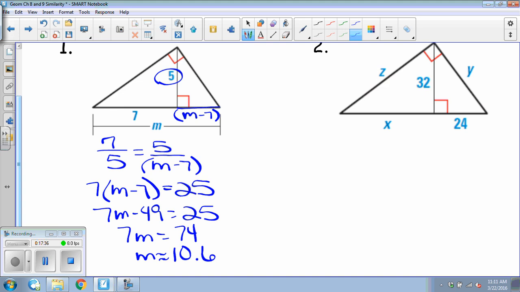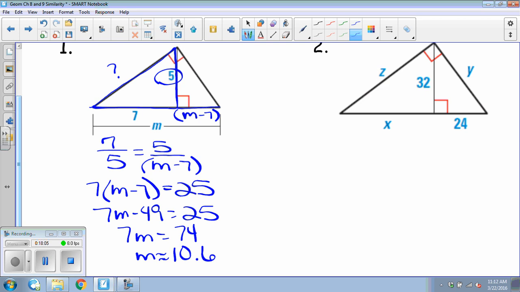There is another way you can do this. It's a little bit longer. But if this triangle right here, I can use Pythagorean theorem to figure out that. And then after I figure out that, I could use my left-hand pattern. I could use 7 over whatever this is equals whatever that is over m. So there's a couple of different ways you can go about getting the same answer.